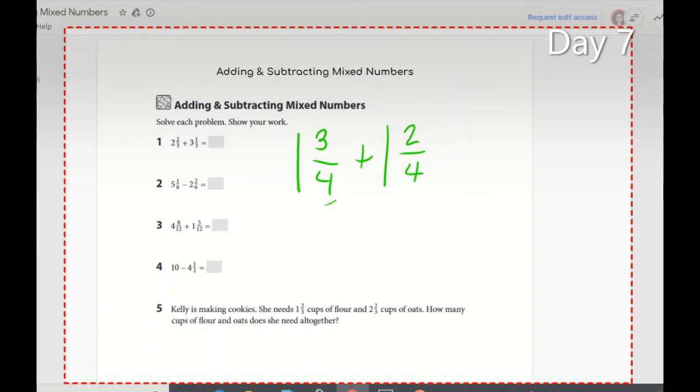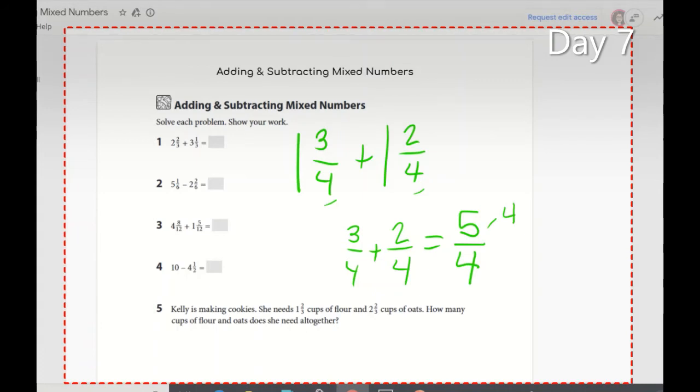I can take my fractions, 3/4 plus 2/4. And when I add fractions, I know I only add across the top. So that would be 5, and I leave my denominator the same, fourths. And then I look and I say, you know what, that's improper. So how many fourths make 1 whole? Oh yeah, 4 fourths make 1 whole. So let me take out 4 of my fourths.